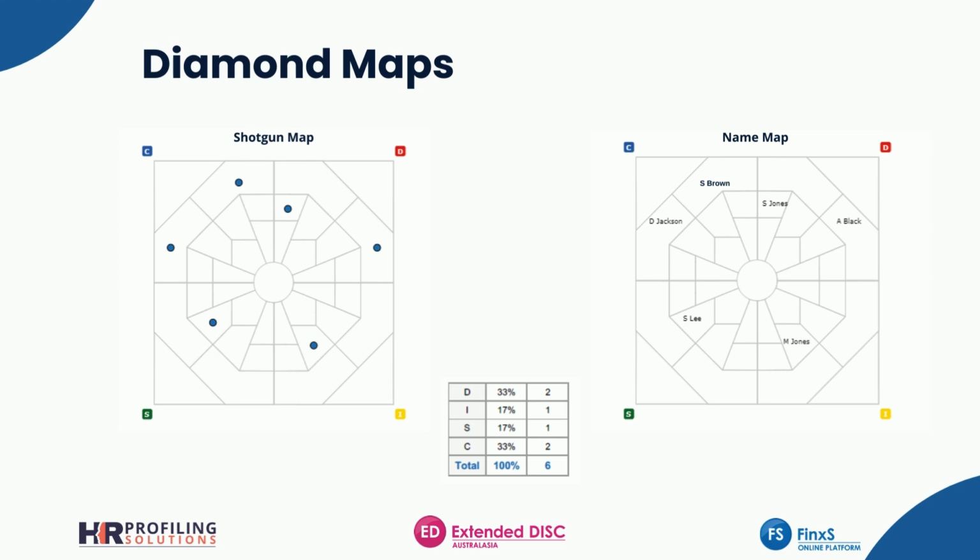As a team, 33% D, 17% I, 17% S, and 33% C. So as a team, you can see how their DISC is made up, and then of course, how many people are in each one. So that's quite good, and for bigger teams, that's really helpful as well.